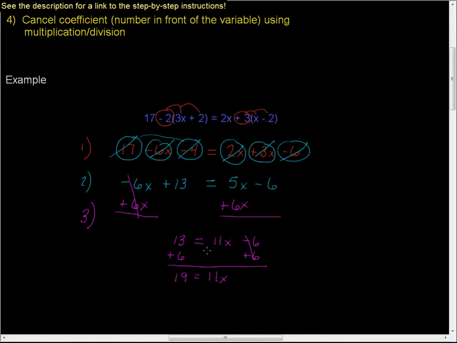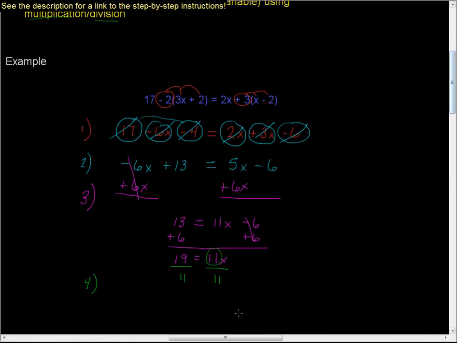Now that I've done that, I have all my variable terms on one side and all my number terms on the other side. In step 4, I'm going to multiply or divide to get rid of my coefficient in front of x. This 11 right here is the coefficient. It is multiplying x, and so therefore we are going to divide both sides by 11. When we do that, our 11s cancel, and I get 19 divided by 11 is equal to x.